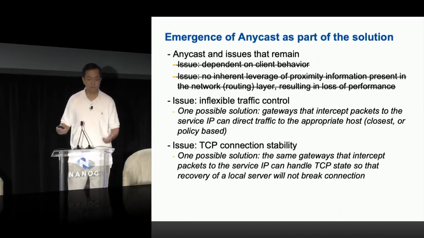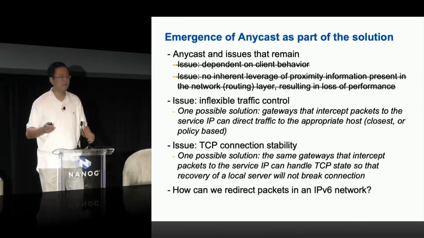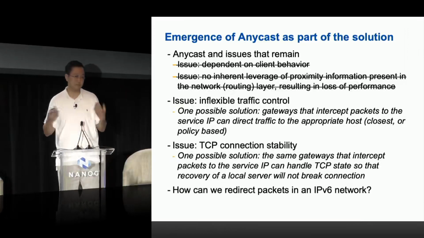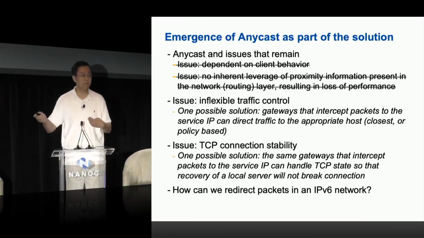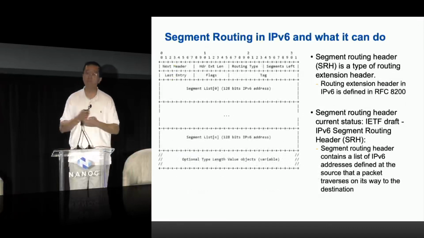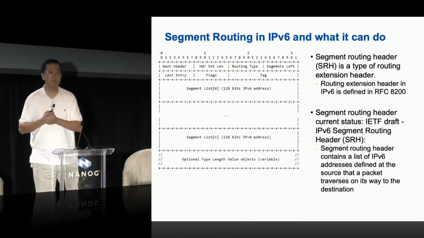So the question then becomes, if we need to have servers that can dictate how traffic will go, how can we make that happen? How can we direct traffic from a server that we have? Well, that's when we looked into segment routing, right?